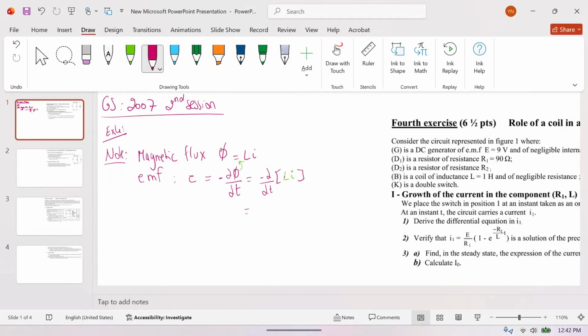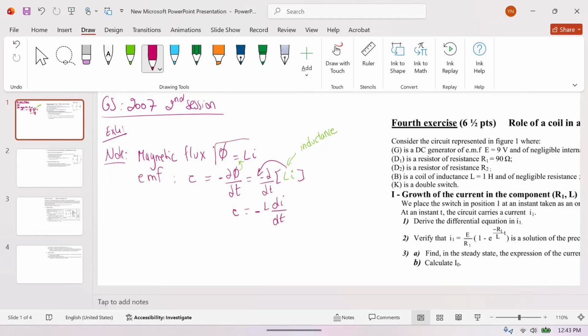Since L is a constant, as we said about the capacitor, C is a constant, we keep it outside the derivative. Same thing for the inductance. L is called the inductance. It's one of the main characteristics of the coil that we're working on. So it's minus L di over dt.